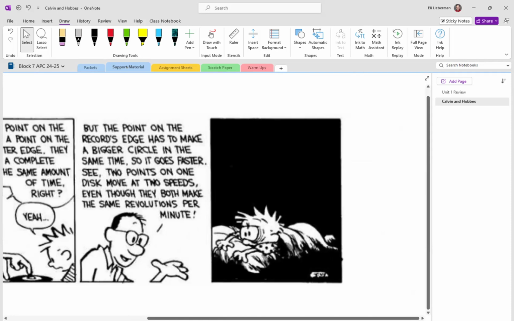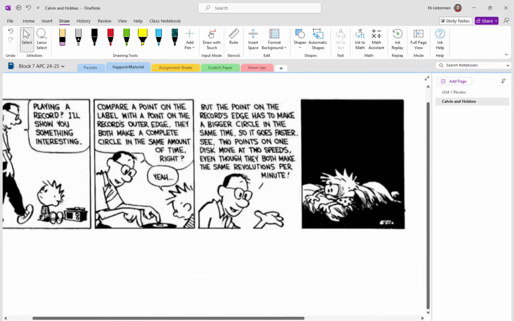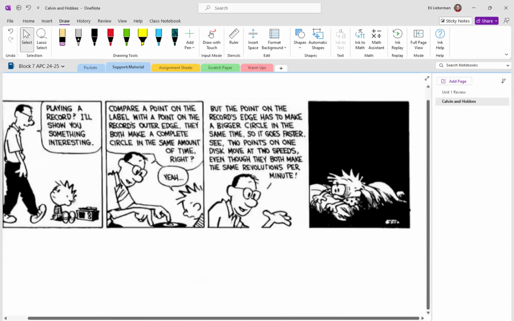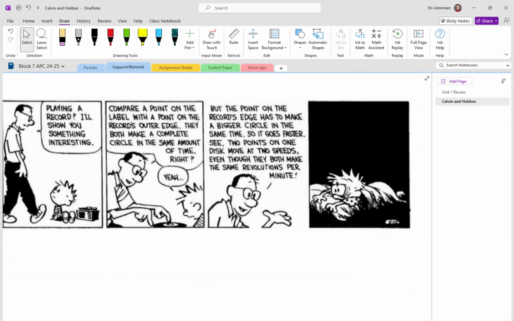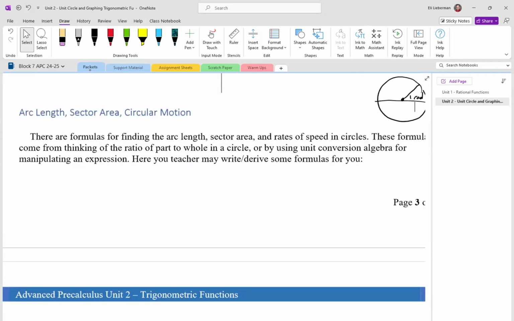Punchline. And that's what some of the stuff we're going to be discussing today. We're going to touch on that a little bit, but cute, no? I love it. Okay. So arc length.